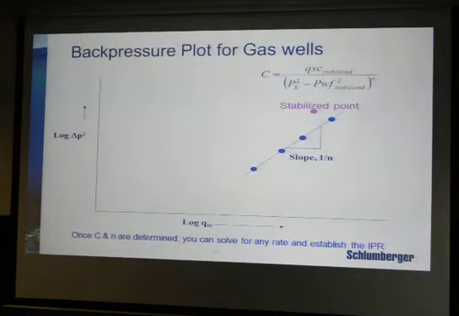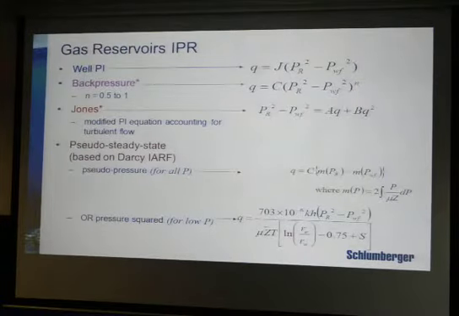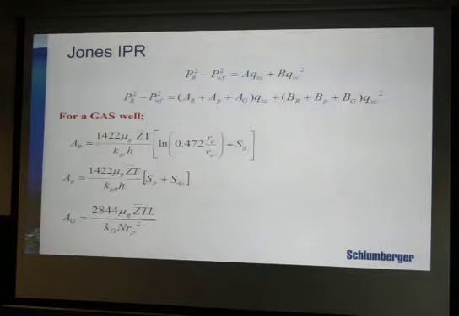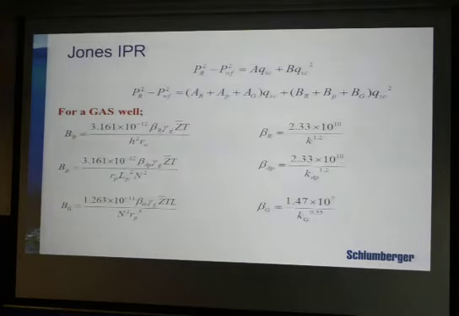This is the back pressure test. This was discovered by, I think, the Bureau of Mines, USA. This N value, 0.5 to 1, is to take account of the turbulence flow. As you move towards 1, the turbulence is less. As we move towards 0.5, more turbulence is happening. Now for this, you need 1 stabilized point, back pressure test. This is the same Jones IPR that you are having in both oil as well as gas.